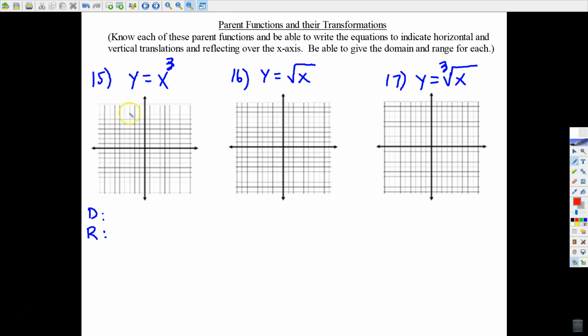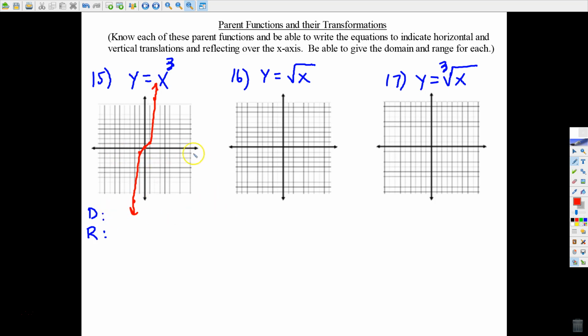All right, number 15 is y equals x to the third, the cubic function. So just think input 0, output 0. If you input 1, you get 1 cubed. If you do negative 1, you get negative 1 as the result. If you do 2, you're going to get 8. And if you do negative 2, you're going to get negative 8. So I guess you can kind of think of it as a skinny S shape, sort of.